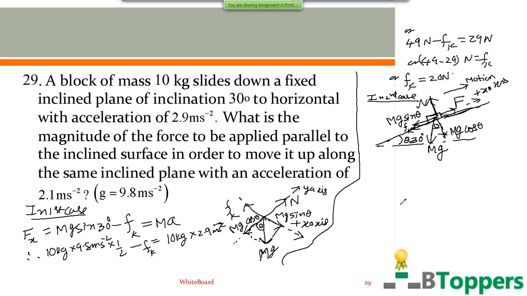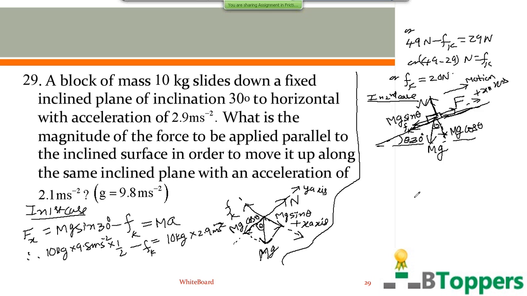But magnitude of kinetic friction of the block in the second case will be same as the magnitude of kinetic friction of the block in the first case. Because the coefficient of friction between the block and the inclined surface is the same in both the cases. The value of the coefficient of friction between the block and the inclined surface is independent of direction of the motion of the block. It is same whether it slides down or moves up. And magnitude of normal reaction of the block is same in both the cases, equal to mg cos theta.